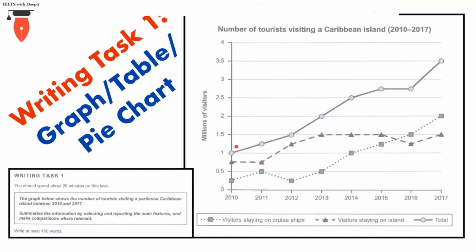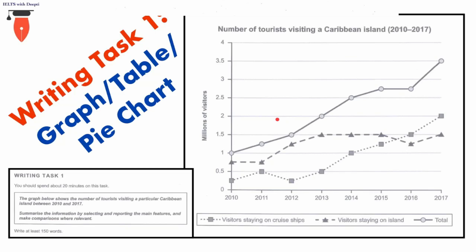So what we see here is, if you look at the main features, we see that from the year 2010 to 2015, most of the visitors, they were staying on the island, and the number of visitors staying on the cruise ships was less. But the trend reversed from 2016 to 2017. So that is the main idea that we see here.